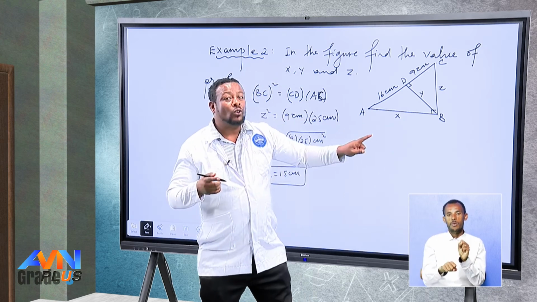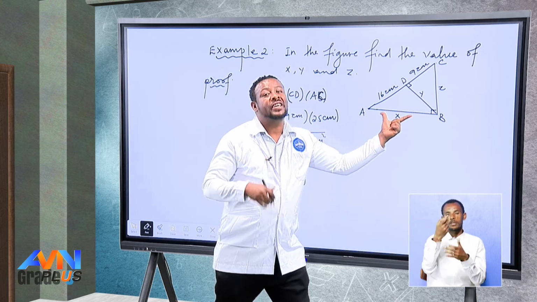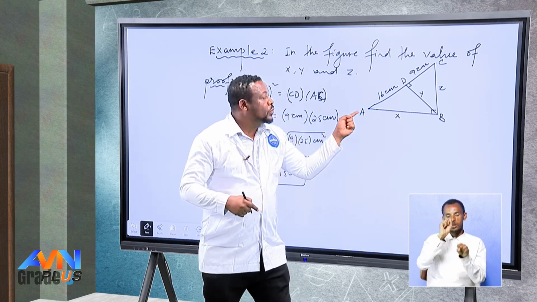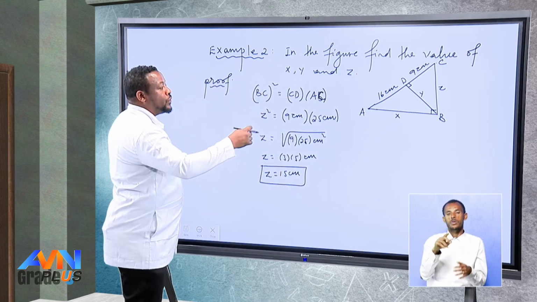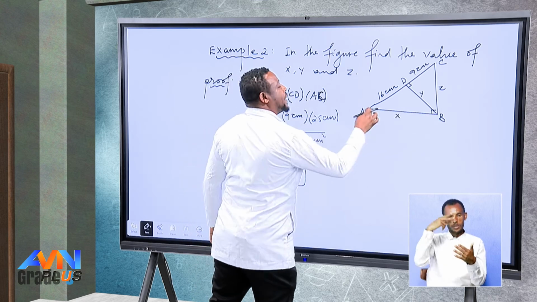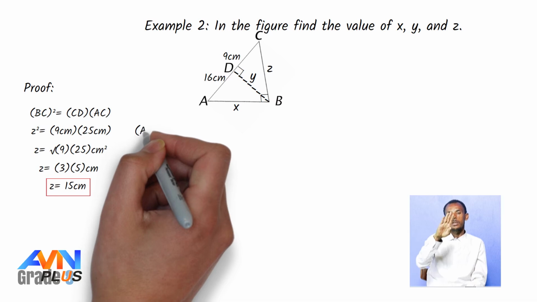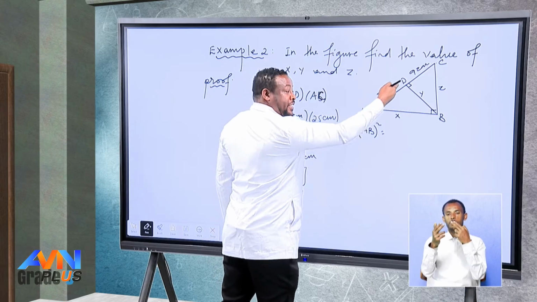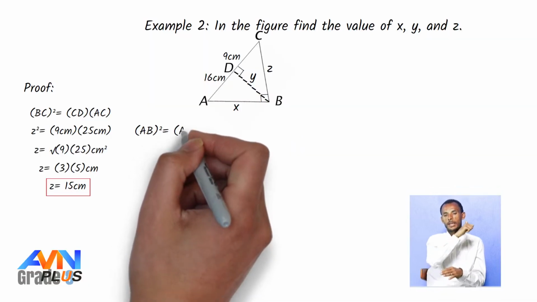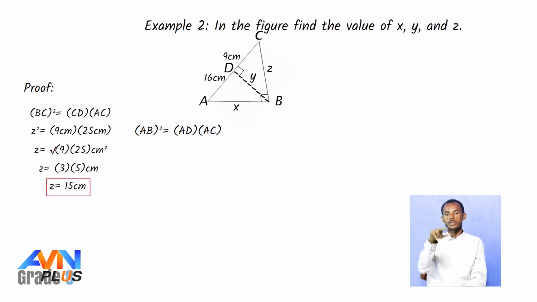So you can also apply Euclid's theorem to find the value of x here, right? To find this x value, you need to use the formula: the squared value of this leg, AB square, is equal to the product of the adjacent side, AD, times the hypotenuse, AC, right?